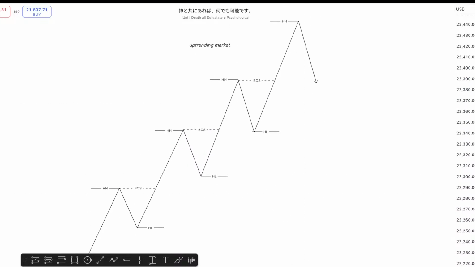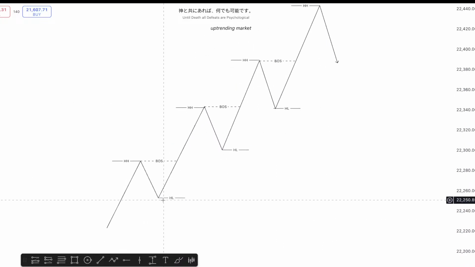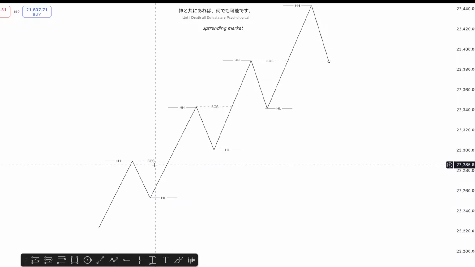Okay. So a BOS is just something that needs to happen in order for the market to give market structure. If we don't have a break in market structure, we don't have structure at all. Every time a new high point is created in a bullish uptrending market, creating a new higher high, we had to surpass the previous high. So that is a break of structure. Here is the break of structure because this is the level of the previous high. So this is the level that we need to break above. And it did. So we broke the structure here.